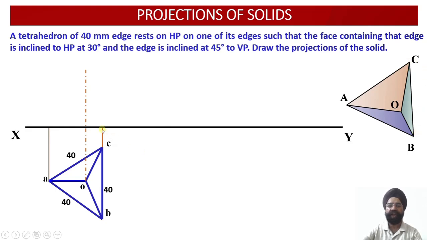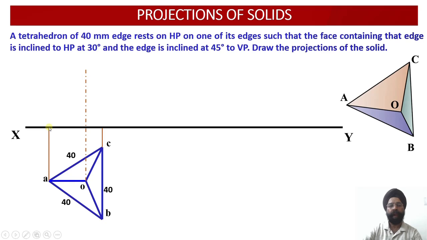Its projection on the vertical plane will be a point view. But this slant edge OA happens to be parallel to the vertical plane, and this is projected over here. You can see OA slant edge is parallel to the vertical plane. Since it is parallel to the vertical plane, the projection of edge OA, that is O dash A dash, will be my true length.